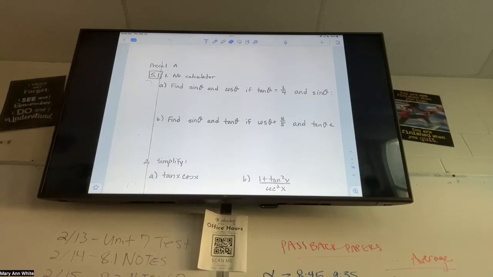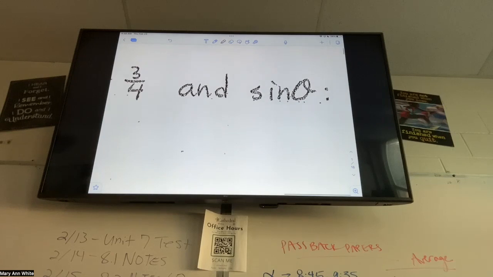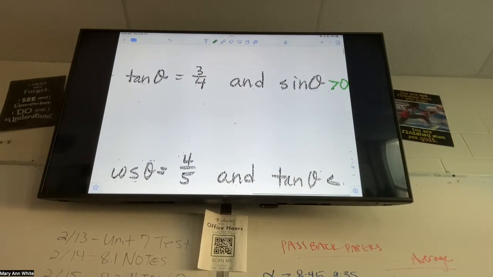So these first two say find the trig function. Number 1 says find sine and cosine if tangent of theta is equal to 3/4, and sine is greater than 0. This is like the last test where there were just a ton of triangles. You drew a triangle, you found the missing side. We could find any trig function.